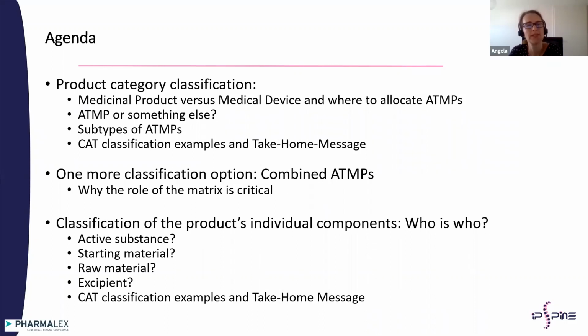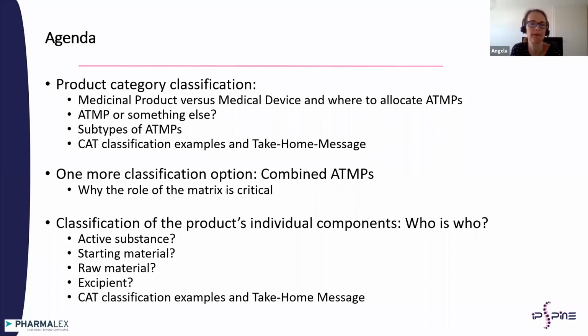Once we figured out what ATMPs are and what types are available, we will find out that there is yet another option, which are the combined ATMPs. So we will talk about these next and discuss what the role of the matrix component is critical here. And then we will be zooming in on the detail level and look at the different components of our ATMP, especially at the components of the cell and the matrix part.